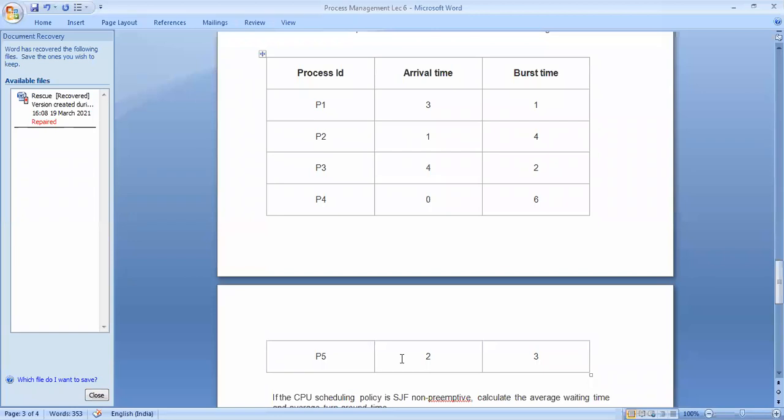Here you do not have to check arrival time. Now we will check burst time. Which process has the smallest burst time? That process will execute first. That is the concept of shortest job first.